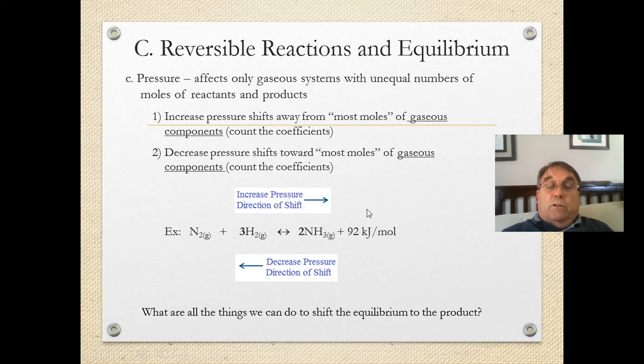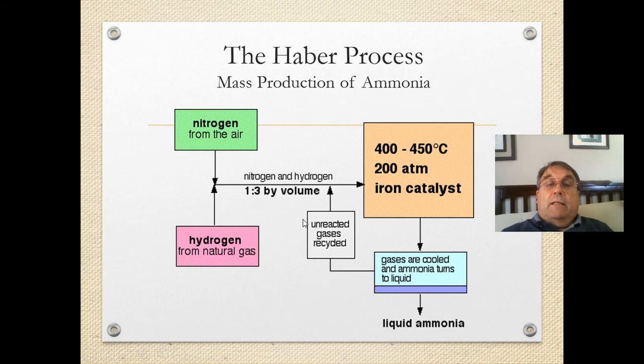Also, since heat is produced, if we remove the heat, in other words, if we cool the system, it will also maximize products. And then the last thing we can do is alter the pressure. We want to keep it at a high pressure, since pressure will drive it towards the products. And this is just a diagram showing the different things they do in the production of ammonia. It's called the Haber process.